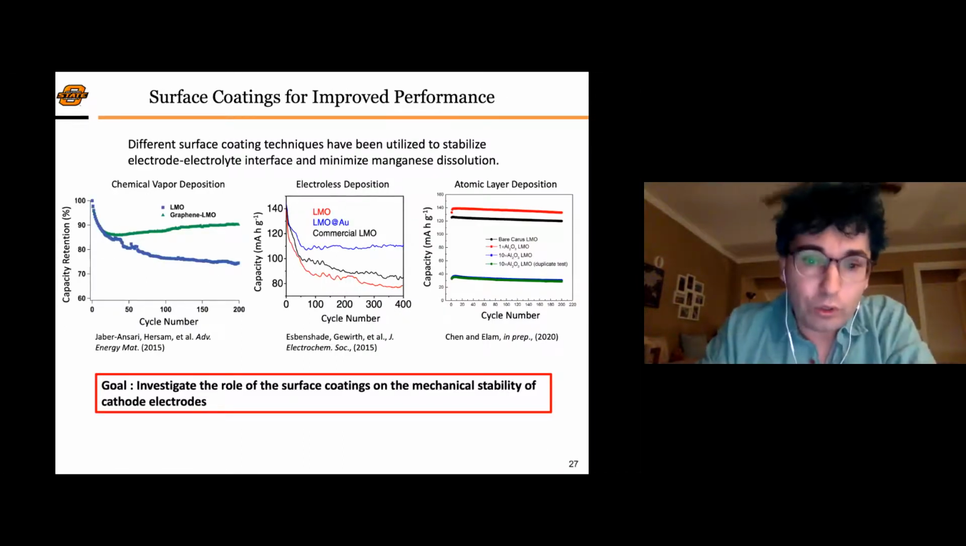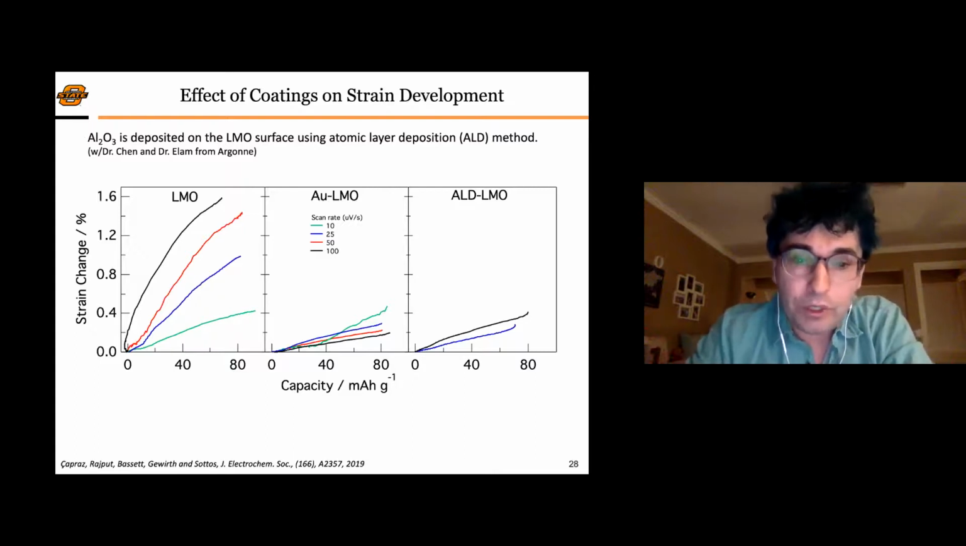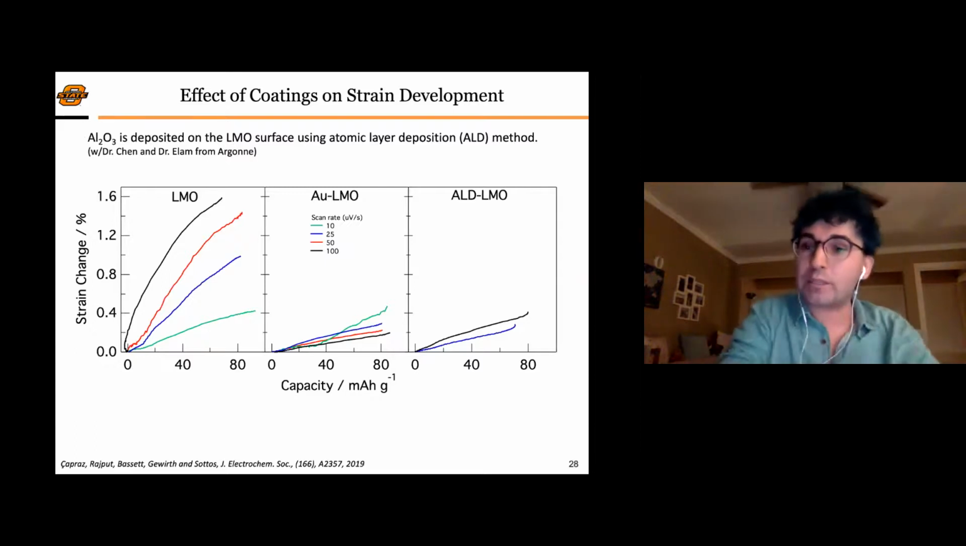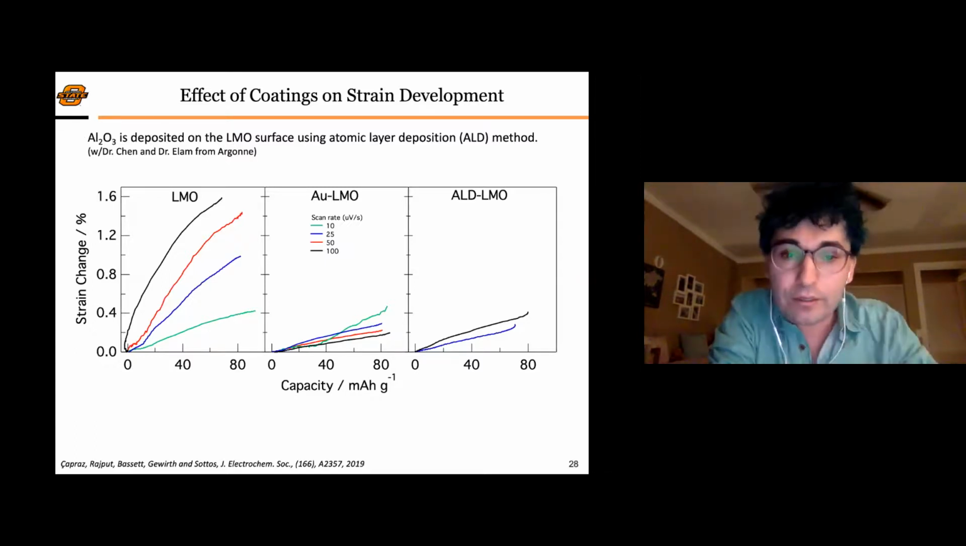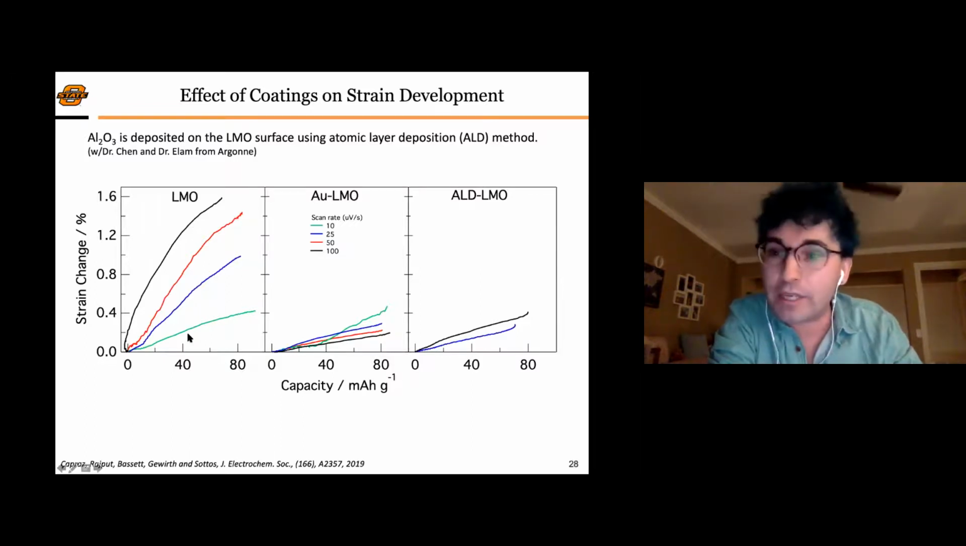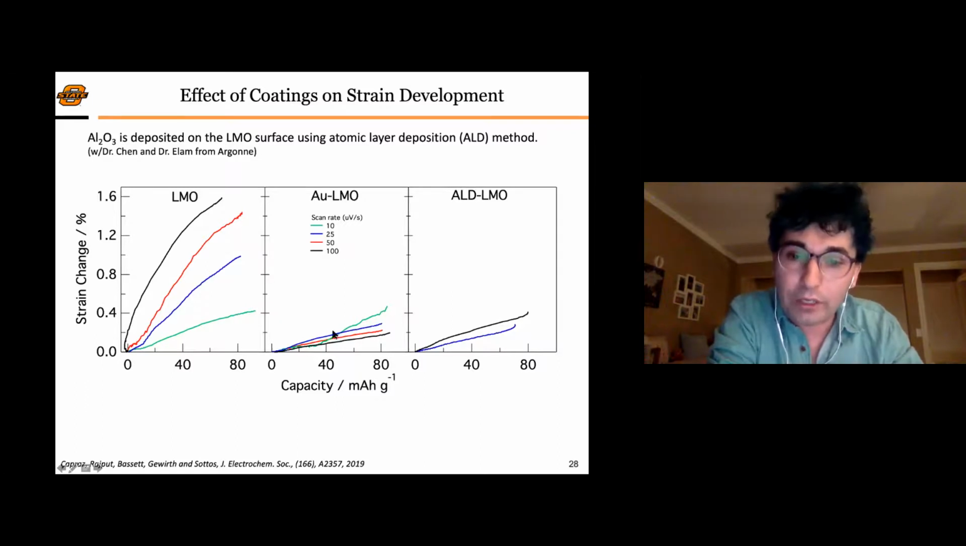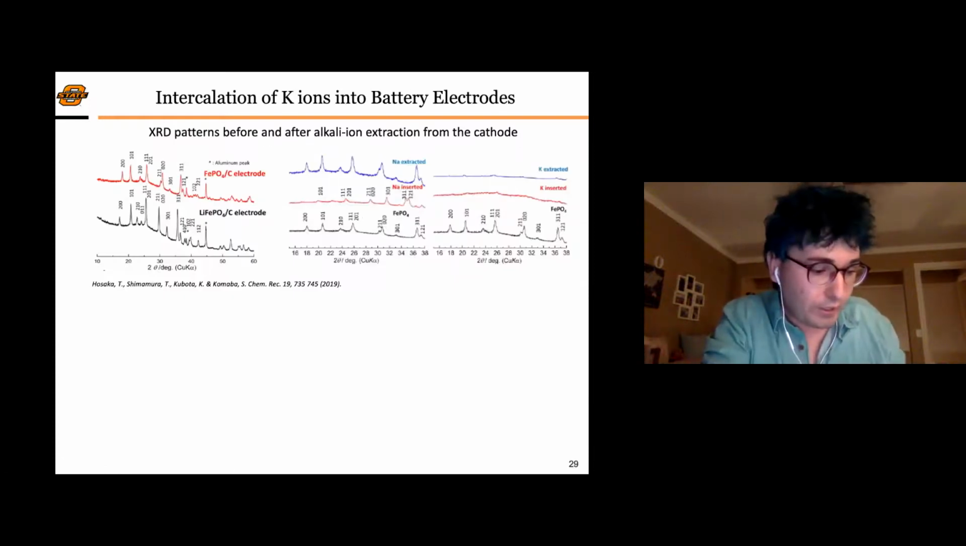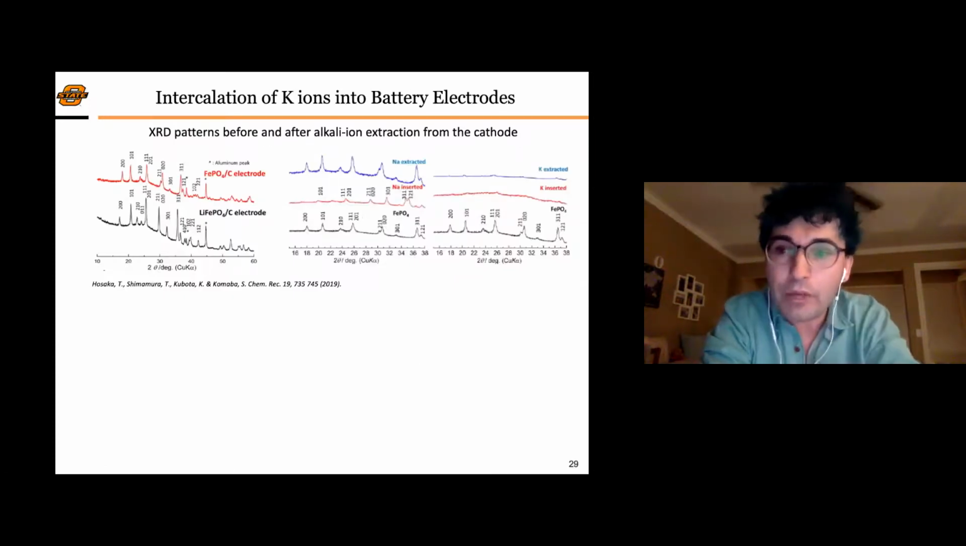I just want to show you this before we end. We previously showed that atomic layer deposition coatings might be effective to minimize these expansions at the higher scan rates. In this case, you look at the lithium manganese oxide. Again, the black is the faster, green is the slower scan rate. When we use the gold or ALD-coated aluminum oxides, we observe a reduction in the volume compared to the non-coated sample. And in the last 2 minutes, I want to show you another unpublished data we have.